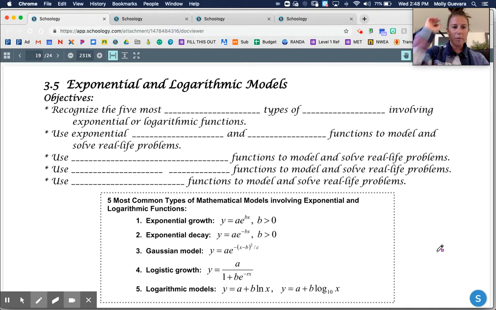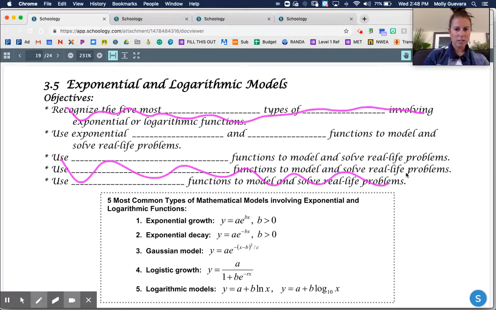So 3.5 is all about using these exponential and logarithmic models. However, what we're really going to focus on in 3.5 is just exponential growth and exponential decay. Okay, so objectives here, we're only focusing on just this one, where we're looking at exponential growth.